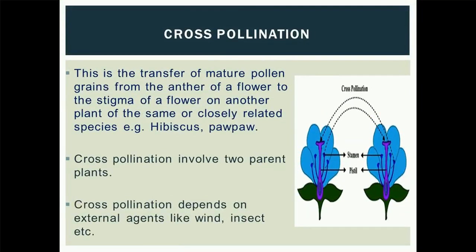So let's look at number 2, cross-pollination. This is the transfer of mature pollen grains from the anther of a flower to the stigma of a flower on another plant of the same species or that are closely related.